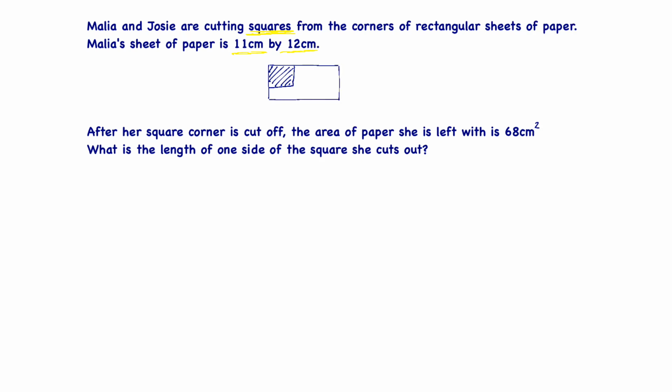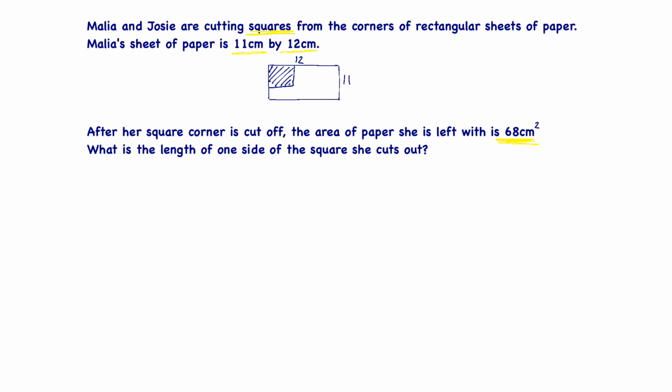Well, we can actually draw that onto this diagram we've got. So let's draw 12 by 11. And then after her square corner is cut off, the area of the paper she is left with is 68 centimetres squared. So what she's left with is 68 centimetres squared. What's the length of one side of the square she cuts out?